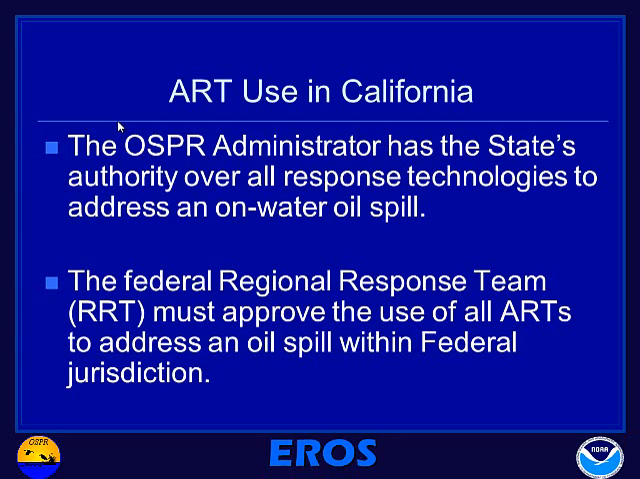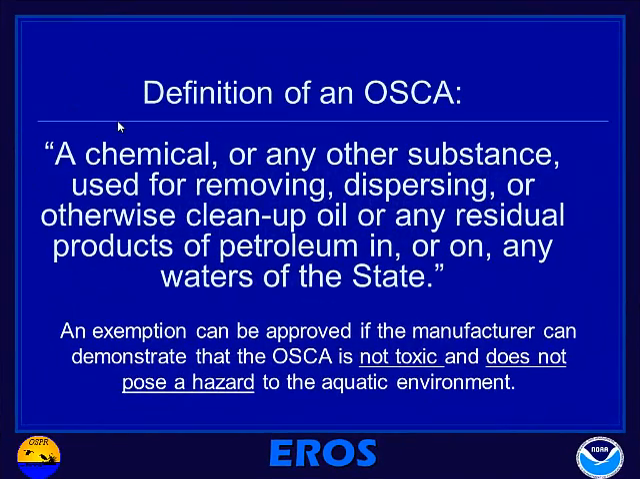So the feds also have to approve the use of all applied response technologies to address an oil spill within the federal jurisdiction. So when we say this, the state and the feds define applied response technologies a little bit differently in some cases. I already mentioned that the federal EPA exempts sorbents. It just has a categorical exemption for all sorbents. So those don't need to have any further approval from them before they're used in state or federal waters. But in California, we don't necessarily exempt all sorbents, and so any product that we have licensed or exempted, we review before use and get the OSPR administrator's approval on that.